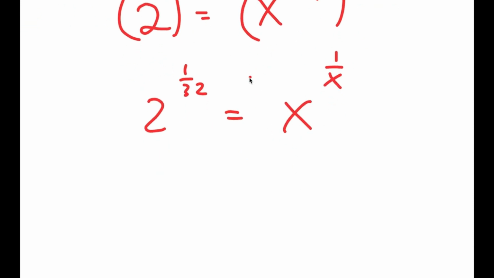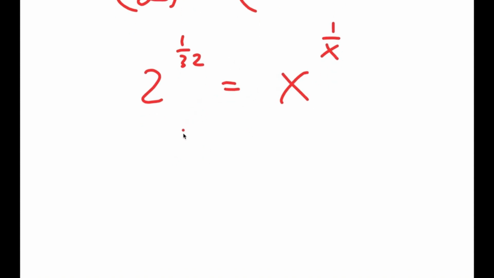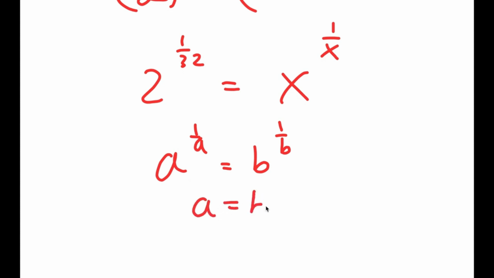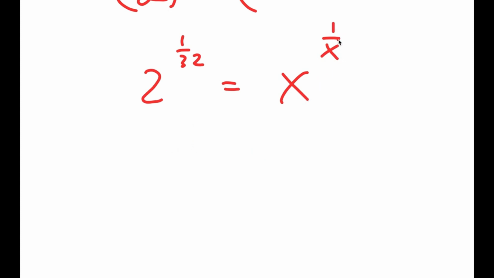And now, we want to simplify this because our end goal is to make this in the form a to the power of 1 over a is equal to b to the power of 1 over b. In that case, if that's in the form, that means a is equal to b. So we already have x to the power of 1 over x over here. So we just need to make the left-hand side be in the form a to the power of 1 over a, meaning this number here has to equal this number. So we need to find a way to make that.